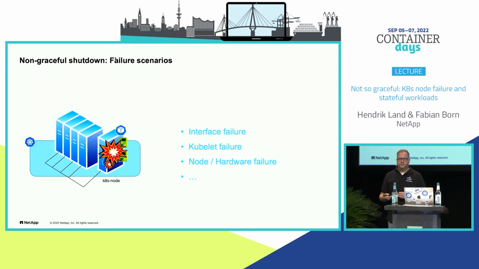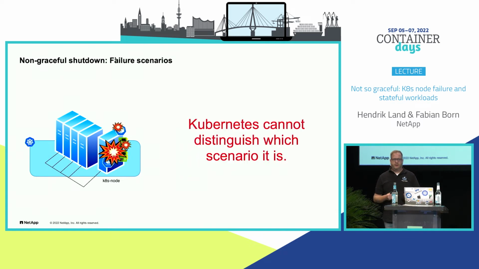All these three scenarios are failure scenarios, but Kubernetes cannot distinguish which scenario it is. So in this case, you need an external program which has a control plane which connects to the Kubernetes cluster or to the infrastructure platform, for example vSphere, to check what's happened with the node. But at the end, Kubernetes did not know what happened.